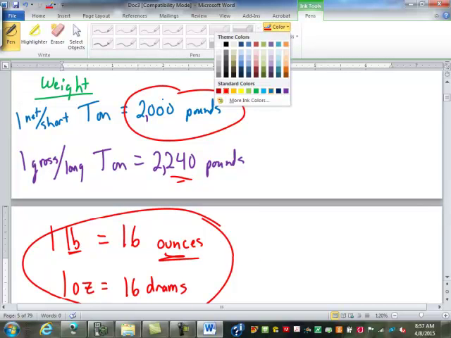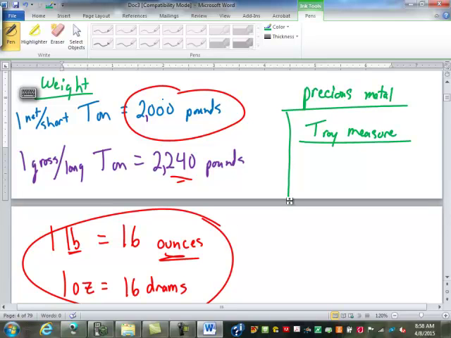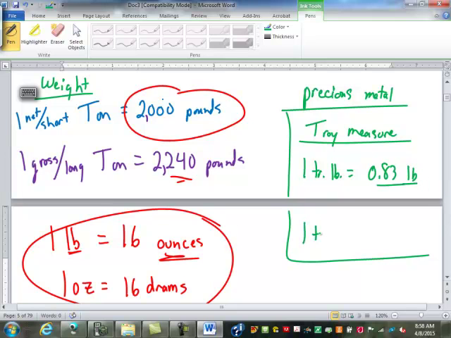Precious metals are bought and sold in something called troy measurement. Troy measurement is actually from the island of Troy in the old Greek Roman areas. In troy measurement, 1 troy pound is approximately 0.83 regular pounds. And there are only 12 troy ounces in a troy pound.